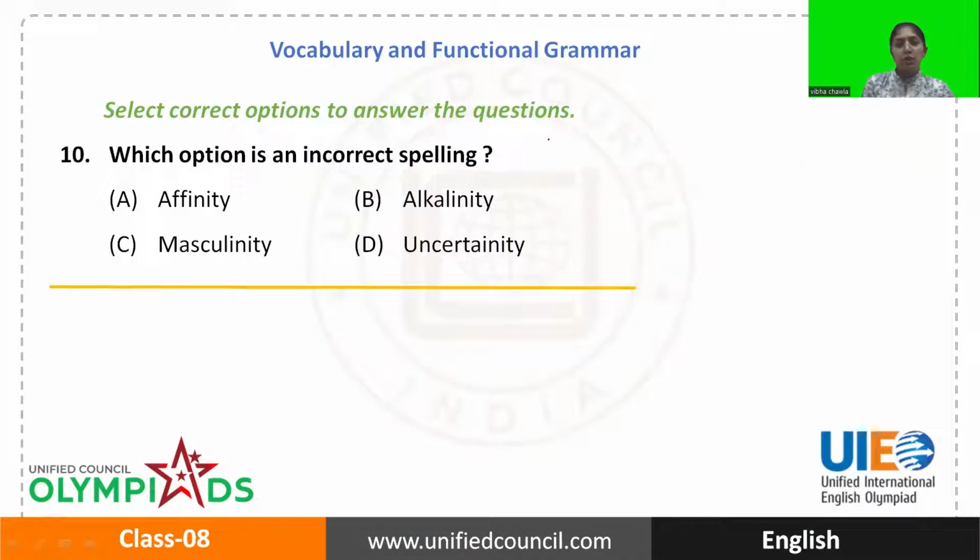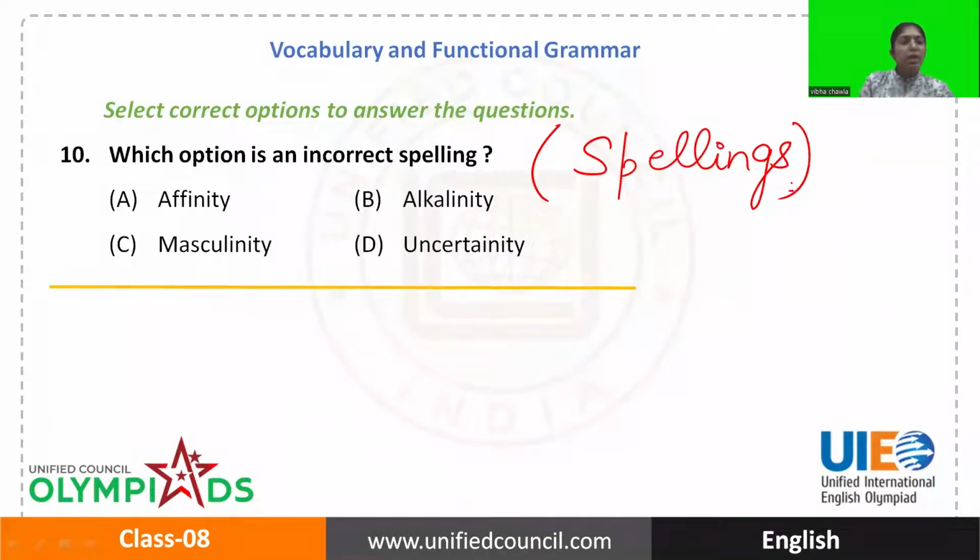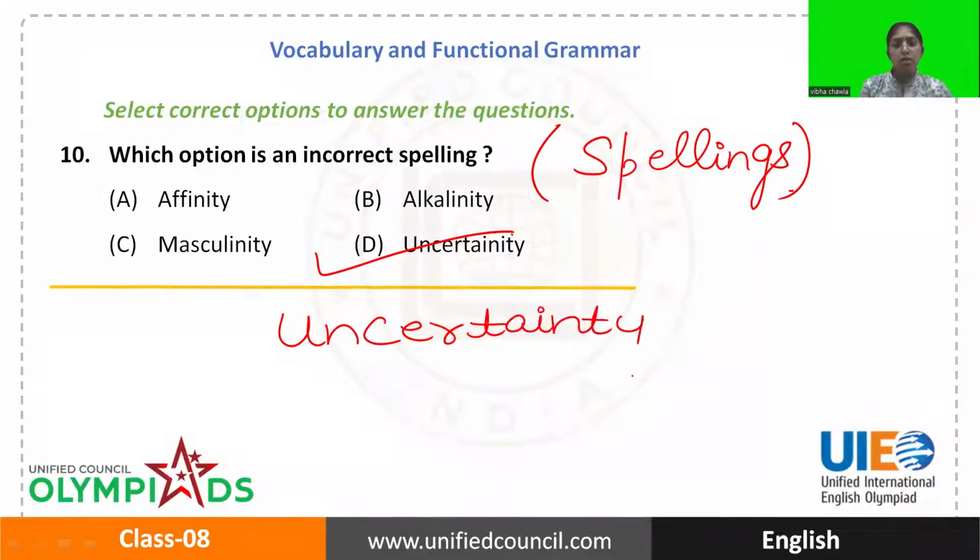Let's try the next one from spelling. Question number 10. Which option is an incorrect spelling? Affinity, alkalinity, masculinity, or uncertainty? Clearly, the word uncertainty is incorrectly spelled. The correct spelling of this word is uncertainty.